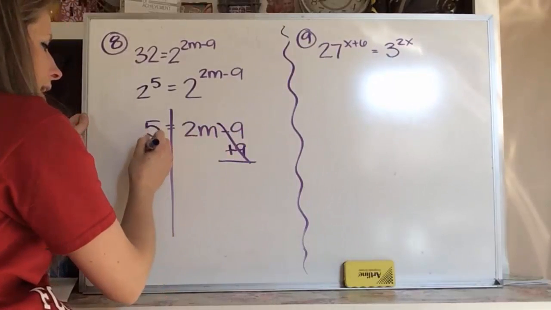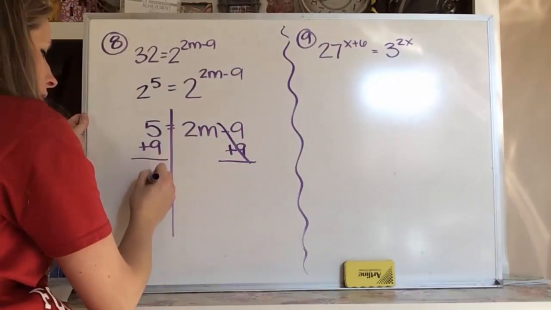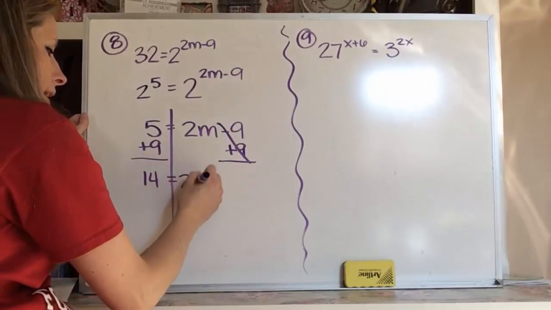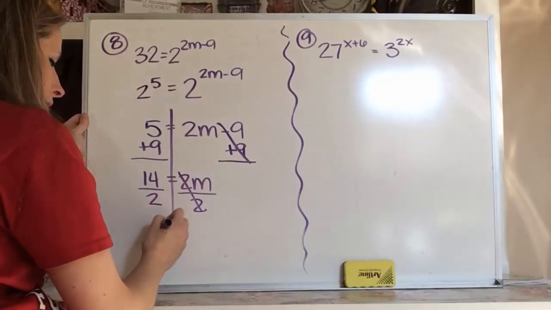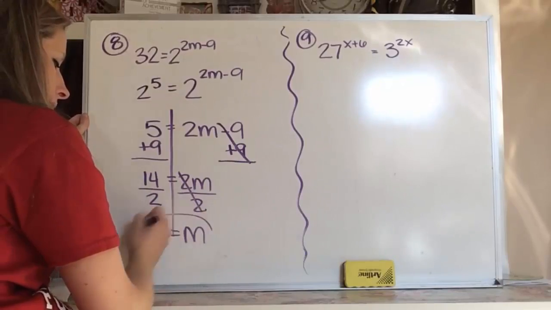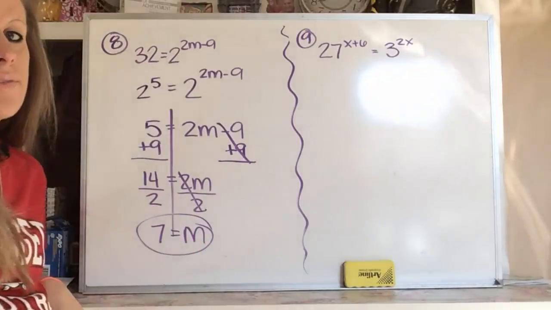So we're going to add 9 to both sides. 14 equals 2m. And divide both sides by 2. That way the m is by itself. And m equals 7.